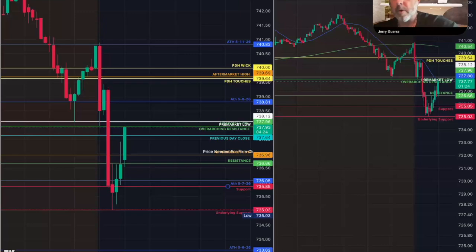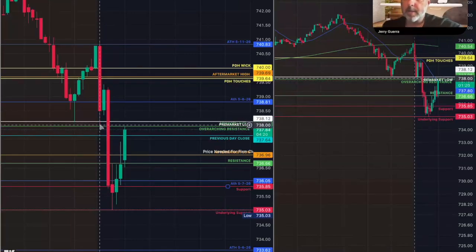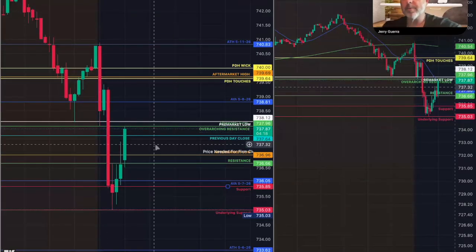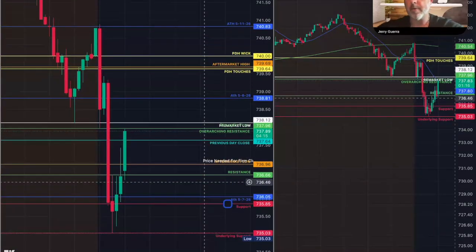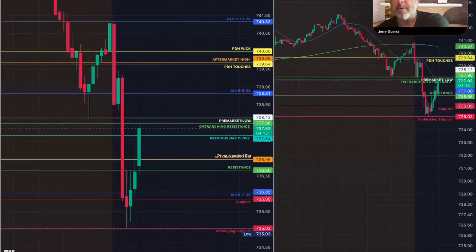There it is, touching overarching and rejecting it to the penny. And as you can see, I marked overarching on that red wick. So that's where that level's coming from, guys. It's not a magic number. That is literally the red wick and price in real time in the New York session.